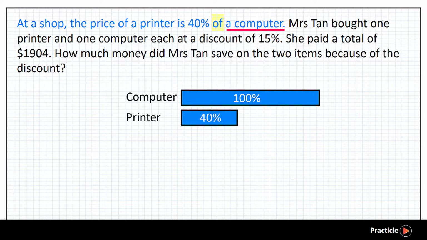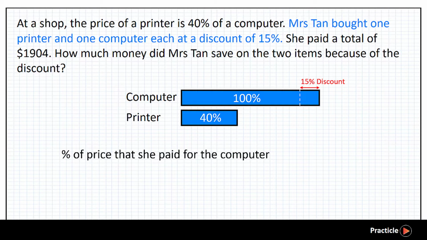So far so good? Reading on, the next sentence tells us that Mrs. Tan bought one printer and one computer each, and she bought it at a discount of 15%. But what does this mean? Let's look at the computer first and see what percentage of the price of the computer Mrs. Tan ended up paying. Since the price of the computer is going to be 100%, 15% less would just mean that she paid 100% minus 15%, which is 85% of the price.